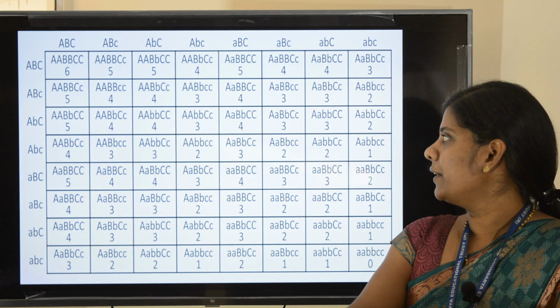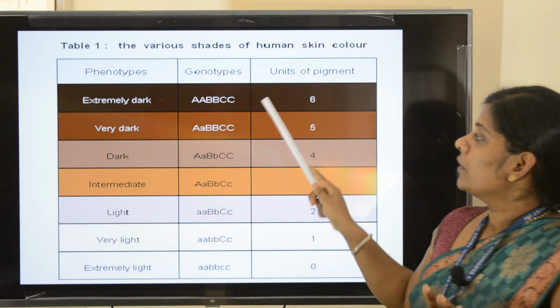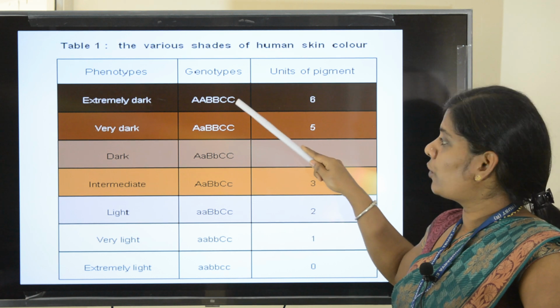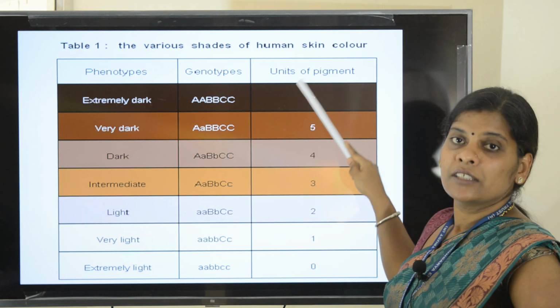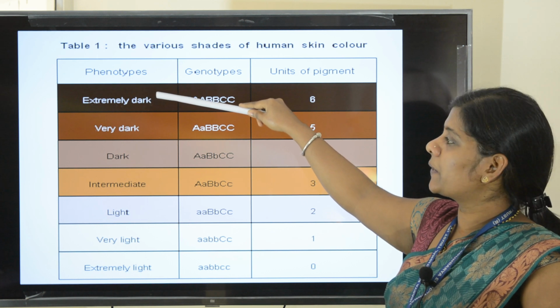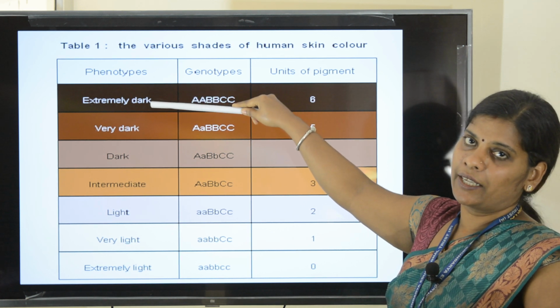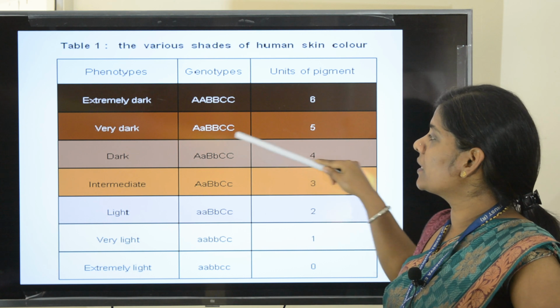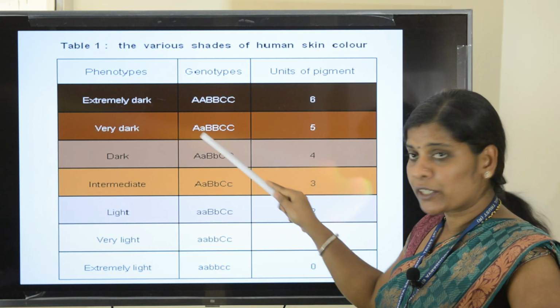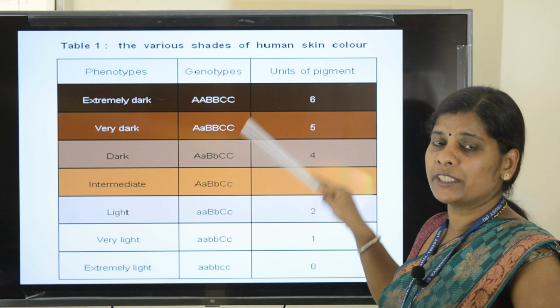I will show one chart. If the genotype possesses all genes of dominant kind, six alleles dominant, then phenotypically the person shows dark skin. If the person possesses five dominant alleles, here you have to see that irrespective of the type of gene, the number of genes is considered.